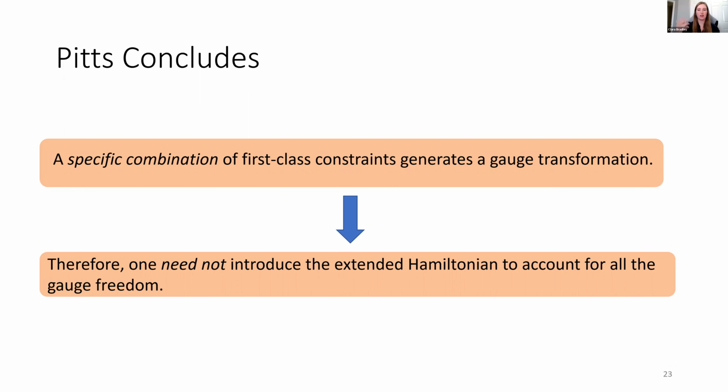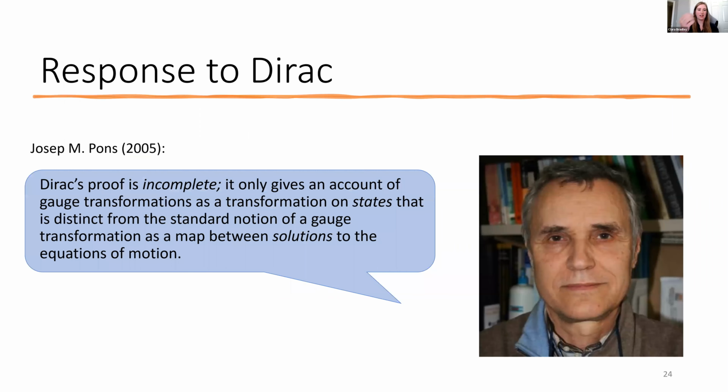Okay, now we're going to turn to a second response to Dirac, given by Joseph Pons, who argues that Dirac's proof is incomplete because it only gives an account of gauge transformations as transformations on states that is distinct from what should be regarded as the standard notion of a gauge transformation as a map between solutions to the equations of motion. So unlike Pitts, who's giving a specific counterexample to Dirac, Pons is really pinpointing where in Dirac's argument he goes wrong.